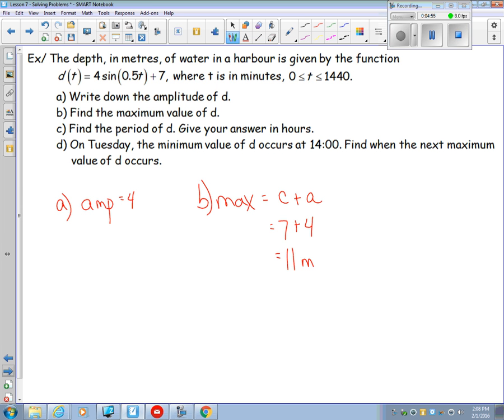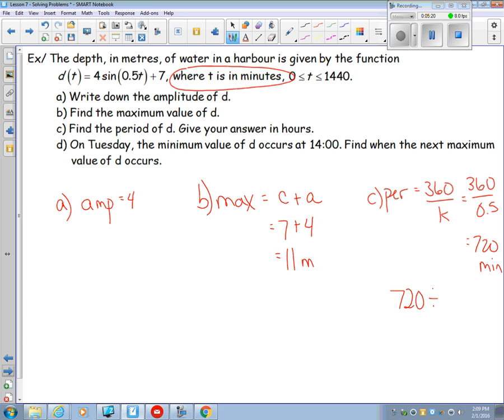Find the period, but give it in hours. Okay. How do we find period? Well, that's usually 360 over k. So in our case, that's 360 over 0.5, which is 720. And I said to put in hours. Why did they do that? Well, they give it to us in minutes. So 720 minutes, how many hours is that? So 720 divided by the 60 minutes in an hour, 720 divided by 60 would give us 12 hours.